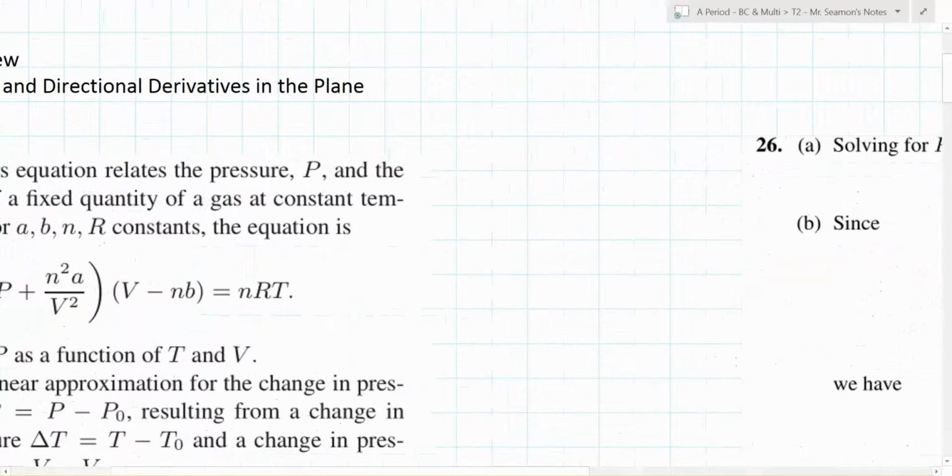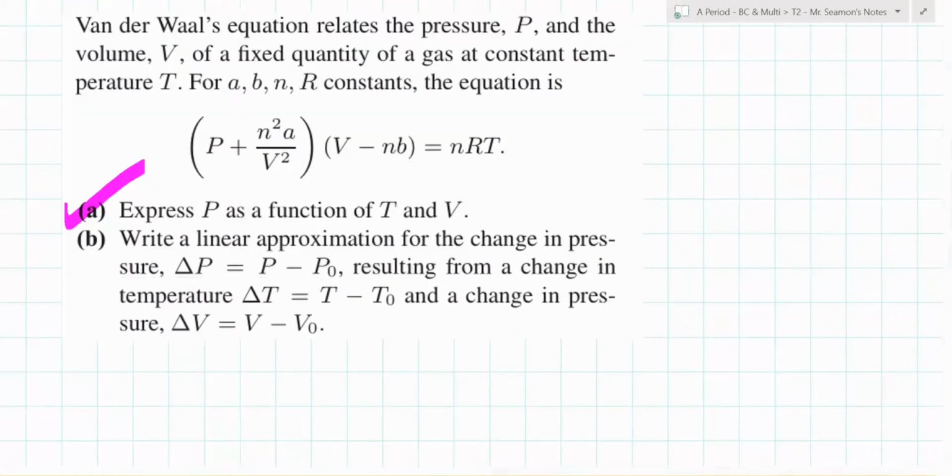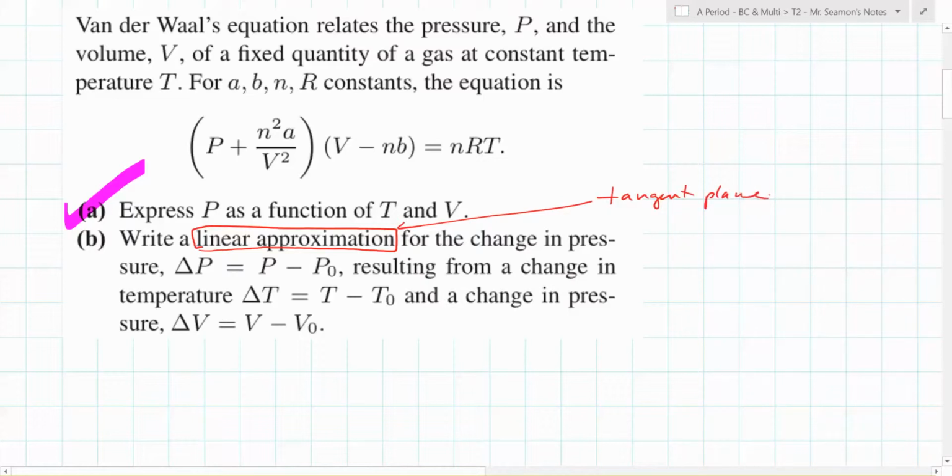Can someone translate part B for me? What is it asking you to do in part B? Write a linear approximation. What does a linear approximation mean? Lena, what's it mean? Yeah, that means tangent plane. That's what this whole section's on. Tangent plane. So write a linear approximation, a tangent plane for the change in pressure, delta P, from the resulting change in temperature, delta T, and a change in volume, delta V.